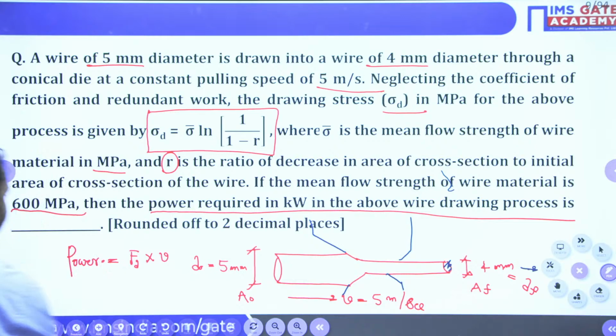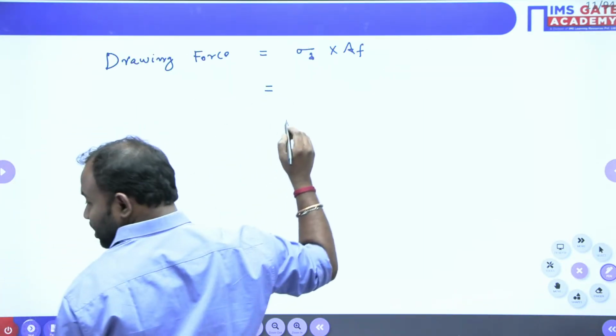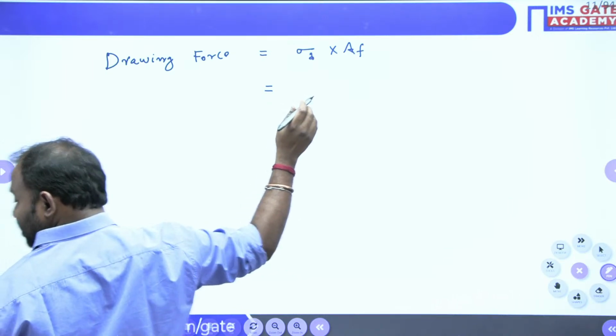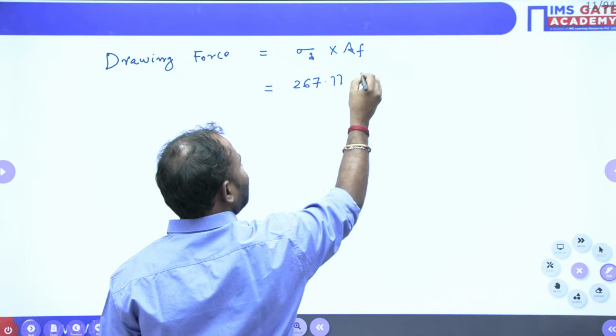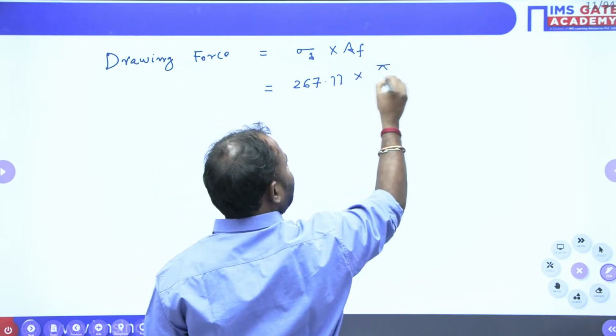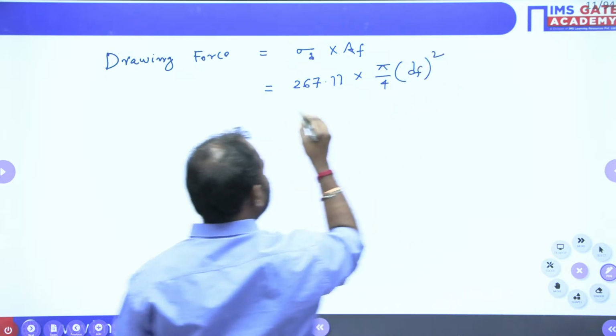Now from there I can write the drawing stress, which I just got, 267.77, into pi by 4 into DF square. So what is DF?